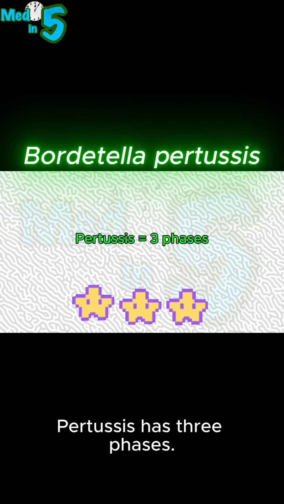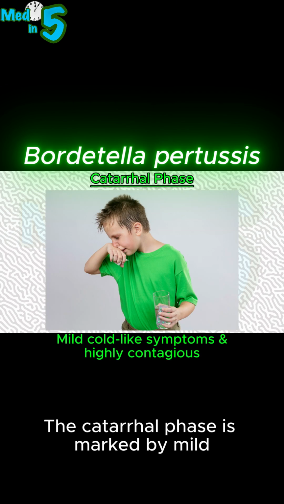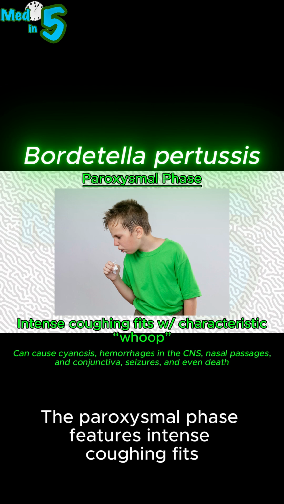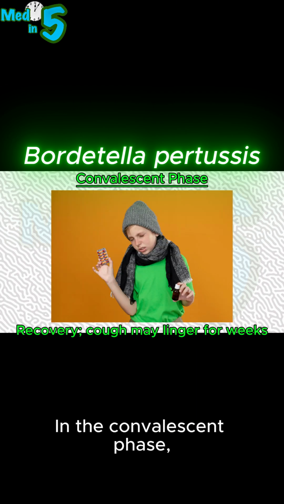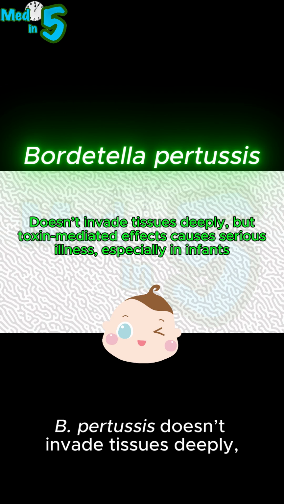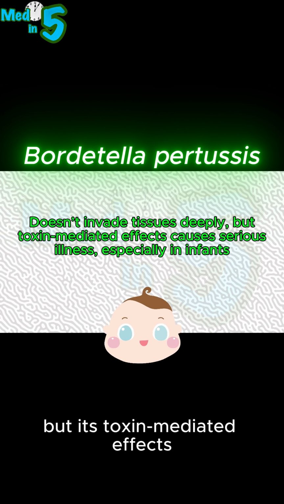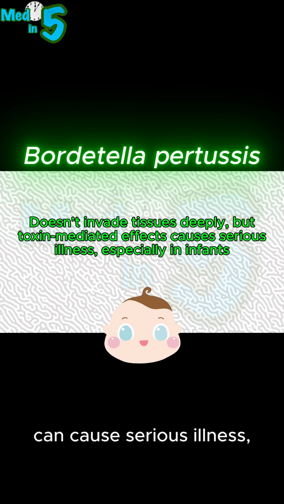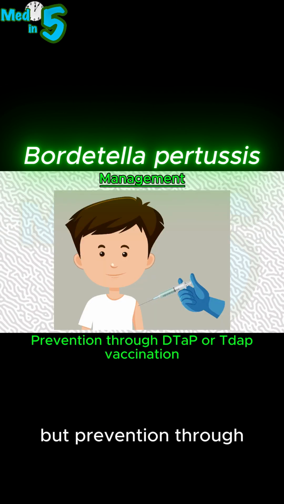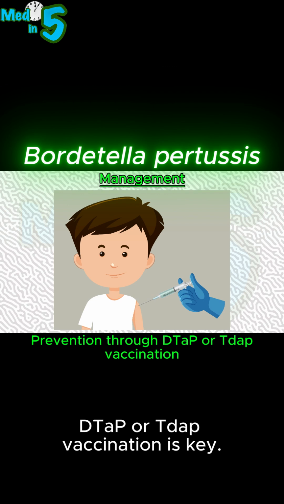Pertussis has three phases. The catarrhal phase is marked by mild cold-like symptoms and is highly contagious. The paroxysmal phase features intense coughing fits with a characteristic whoop. In the convalescent phase, recovery begins, but the cough may linger for weeks. B. pertussis doesn't invade tissues deeply, but its toxin-mediated effects can cause serious illness, especially in infants. Antibiotics like macrolides are most effective early, but prevention through DTaP or Tdap vaccination is key.